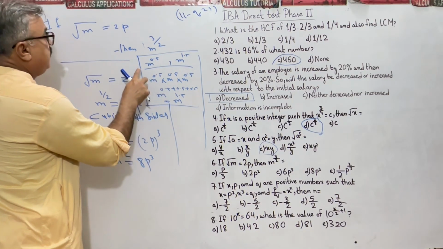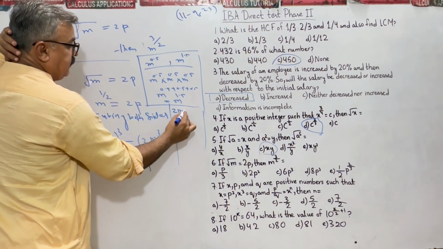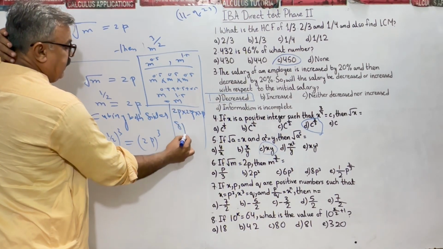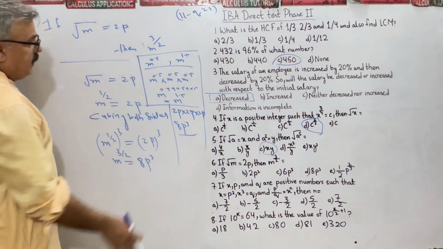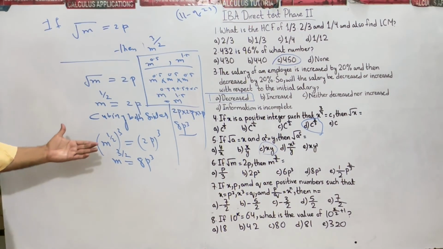So instead of 3 over 2, I can write m raised to 0.5 three times. m raised to 0.5 means 2p, so 2p times 2p times 2p. 2 times 2 is 4, 4 times 2 is 8, so 8p cube. Whatever you want to take, just take it up. It depends upon your IQ, but it's a simple one.